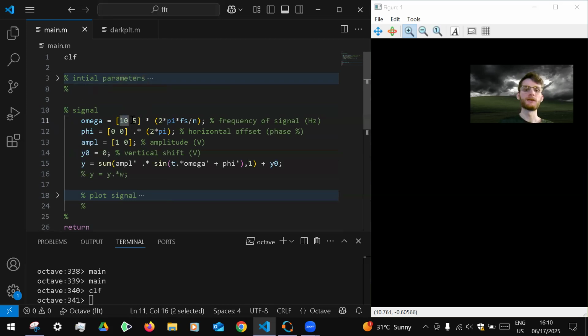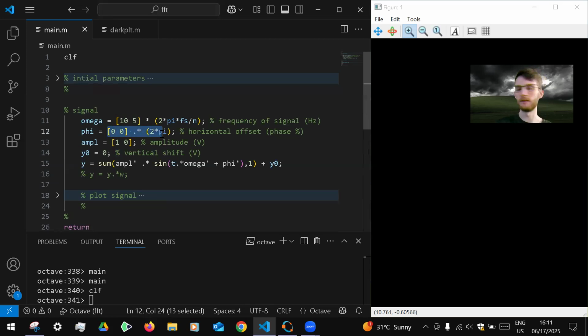The frequencies of the sinusoids, well, first off, I have this set up to add two sinusoids together, but the frequencies I want to add together are, this isn't 10 hertz and 5 hertz. This is set up so that my signal will oscillate 10 times in the given time interval. So this will oscillate 10 times in 10 seconds, which corresponds to 1 hertz. Then I want another sinusoid that oscillates 5 times in the 10-second interval, which corresponds to 0.5 hertz.